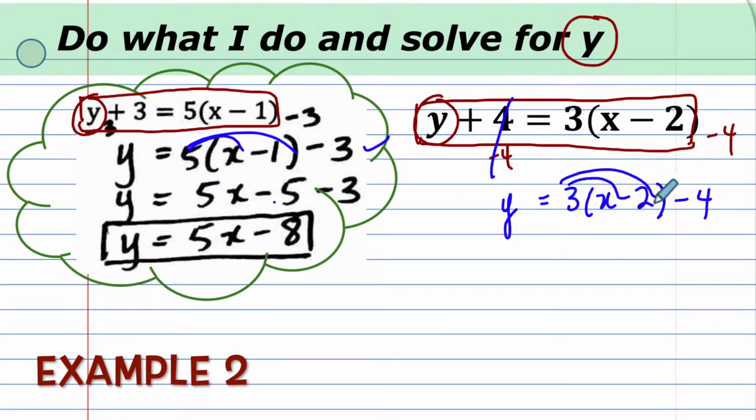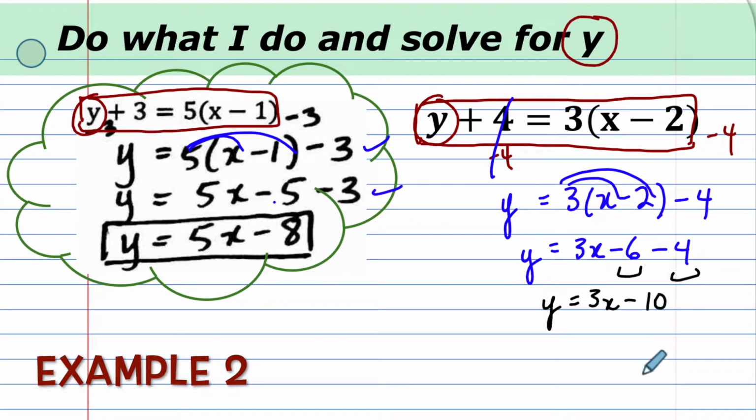And we'll do that over here. That's a distribute. Y is equal to 3x minus 6 minus 4. So we're at this step. Now we can collect our like terms. We have y is equal to 3x minus 10. And that happened over there too. So there it is. Y is all by itself here.